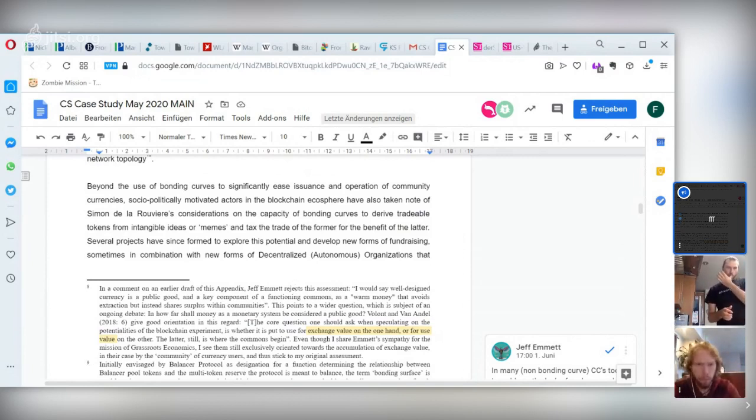So I'm basically building on this differentiation between a blockchain being put to use for exchange value on the one hand, or for use value on the other. And I would argue that only if a blockchain also serves the circulation of use value could we really call it a commons, or we should call it a full commons.